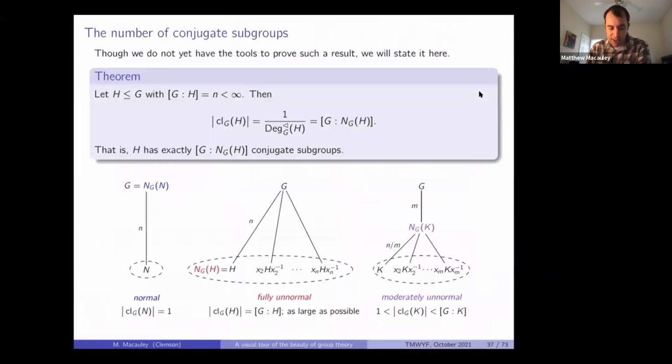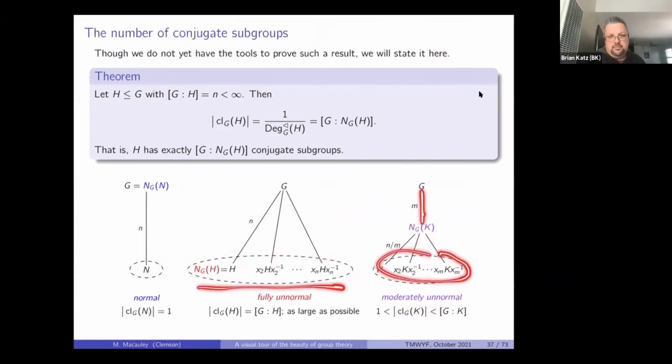Now, here's another way to think about this. If a group is normal, its normalizer is the whole thing. If it's fully unnormal, then the normalizer is the subgroup itself, and it's index n, and you have n conjugates. If it's moderately unnormal, then the normalizer is in between, and it's index m, and you have m conjugates, not as many as possible, sort of in between.